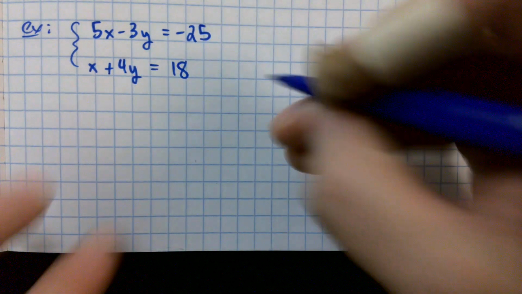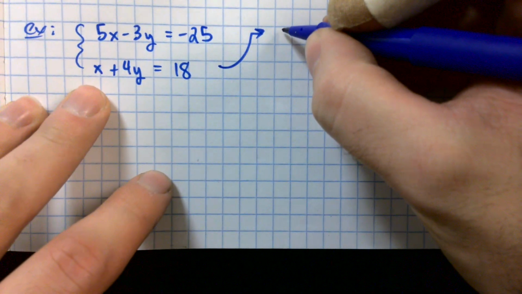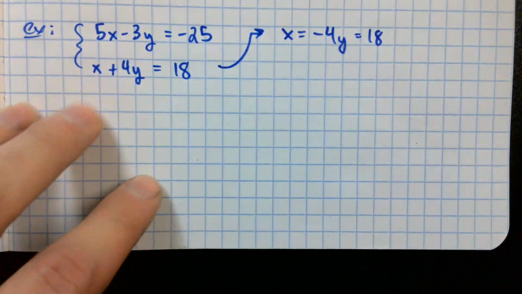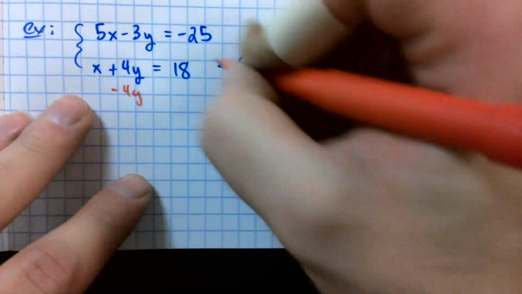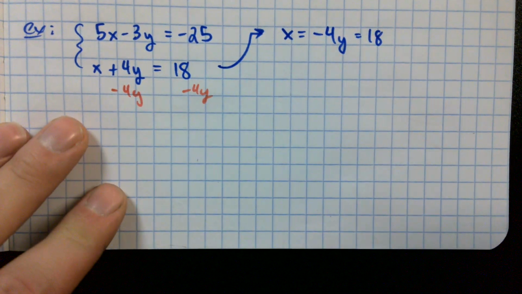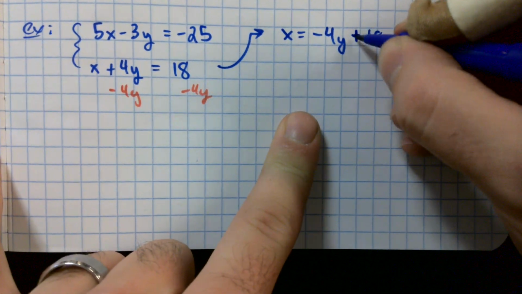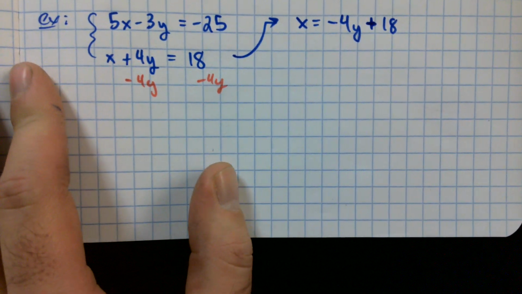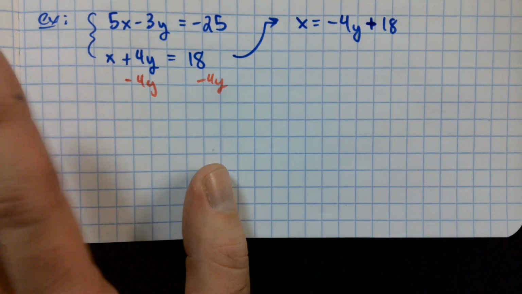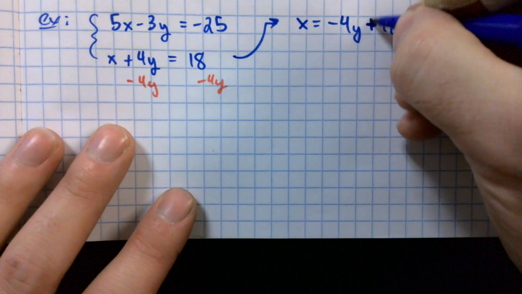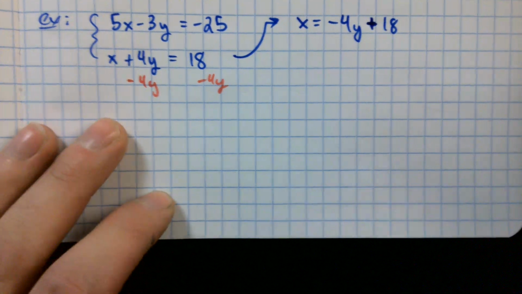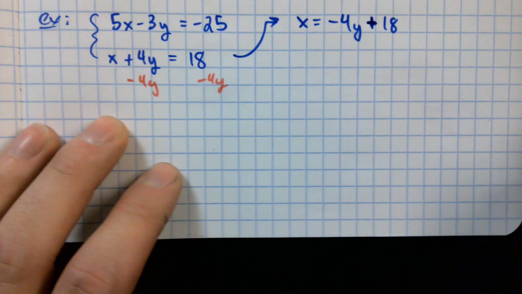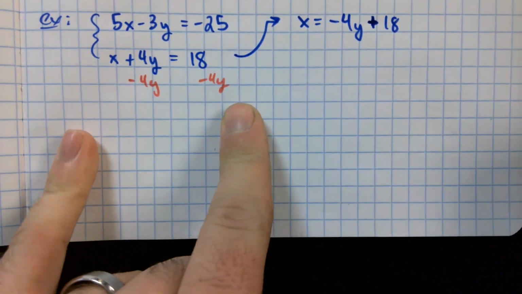So let's do that. Let's turn this into x equals negative 4y plus 18. Sorry. And we're off to a great start. It's the Halloween spirit throwing me off. Do you see how we got this? We just subtracted 4y from both sides, right? Yeah. Okay. And then I put the y in front.